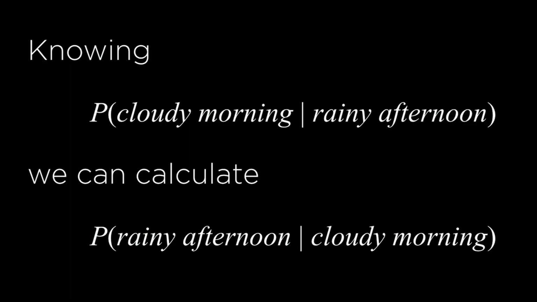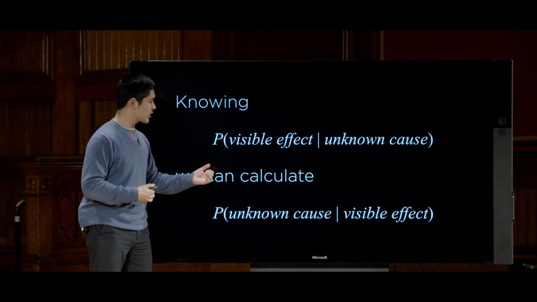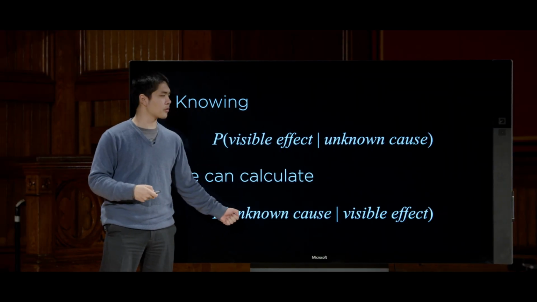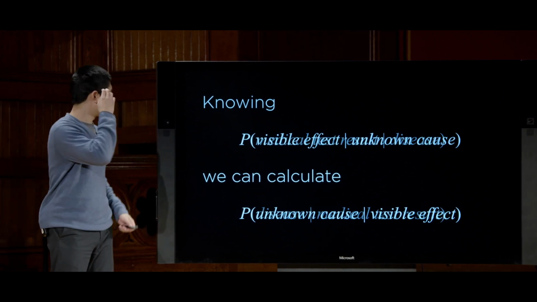So what does this look like? Well, it means that knowing the probability of cloudy mornings given rainy afternoons, we can calculate the probability of rainy afternoons given cloudy mornings. Or, for example, more generally, if we know the probability of some visible effect, some effect that we can see and observe, given some unknown cause that we're not sure about, well, then we can calculate the probability of that unknown cause given the visible effect. So what might that look like?